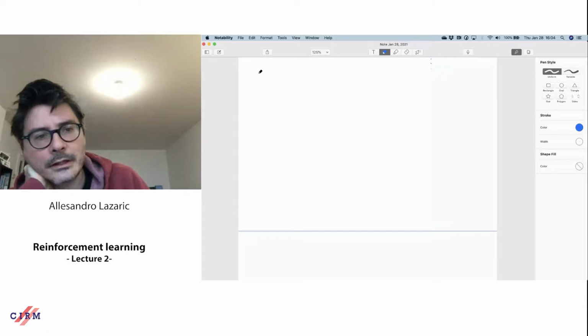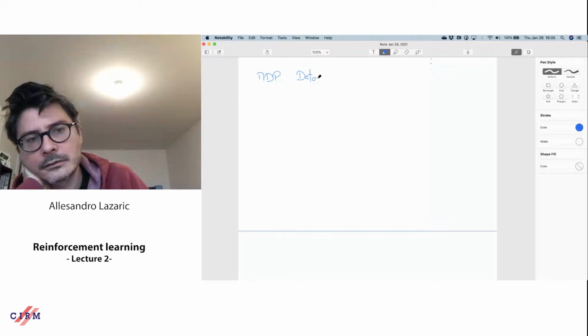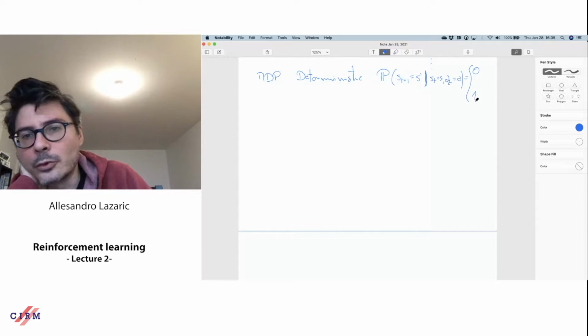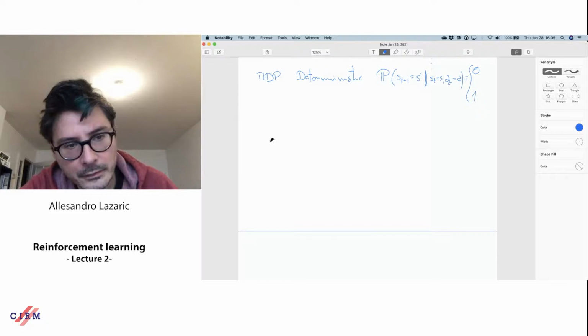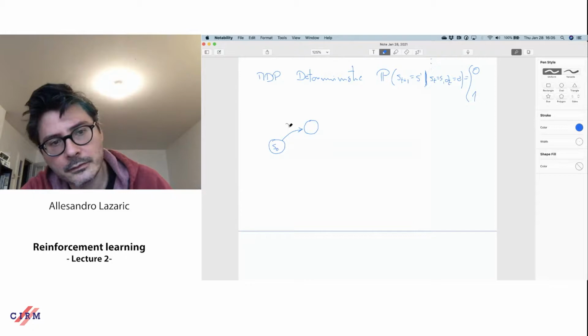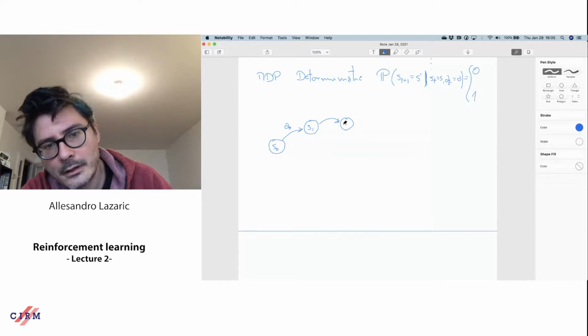So imagine that I have an MDP which is deterministic. Deterministic means that whenever I'm in a state s_t equal s, and I perform an action a_t equal a, the probability to get to a specific s prime is either 0 or 1. So I have a deterministic transition, which means that if I start from this state and take this action, there is always a specific next state. So we'll call this S0, this is A0, S1, and I have A1, this is S2, A2, S3. Let me stop here and just put dots for the infinite sequence.